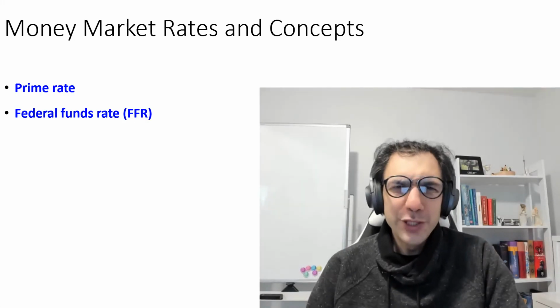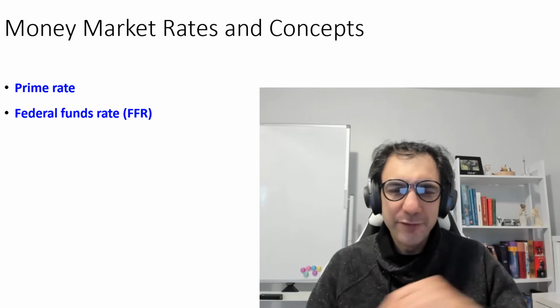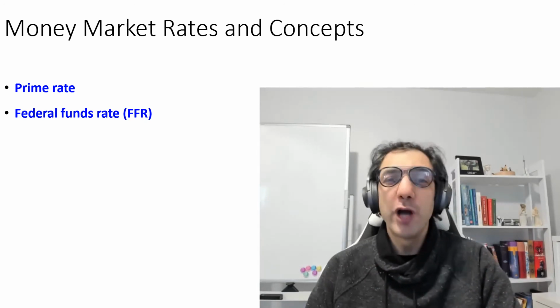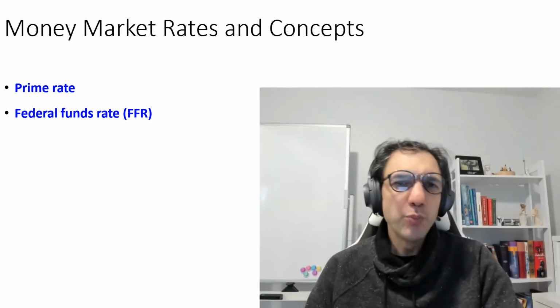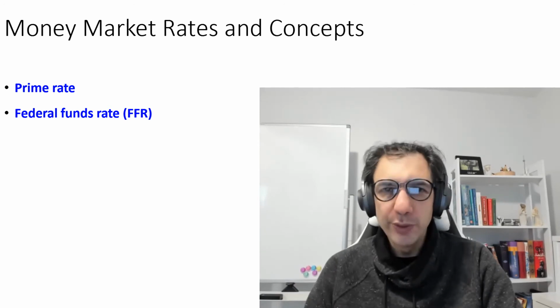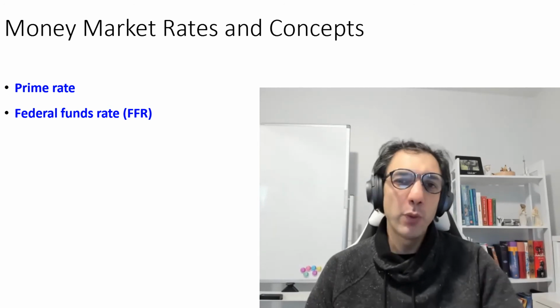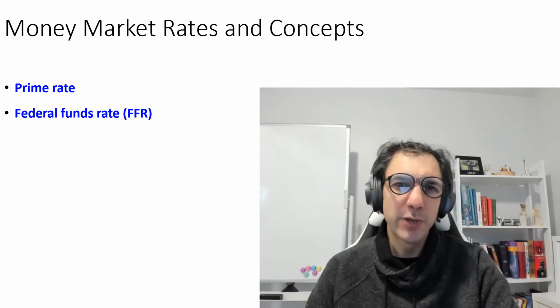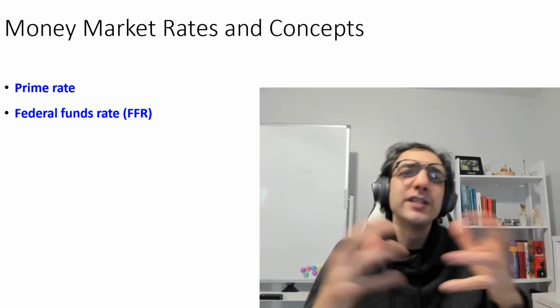So when it comes to interest rates, it's important to understand the differences between different types of rates. So let's focus on money market rates. I'm talking about those instruments, those securities which expire within a year. One of the major concepts in this market is the prime rate. What is the prime rate?